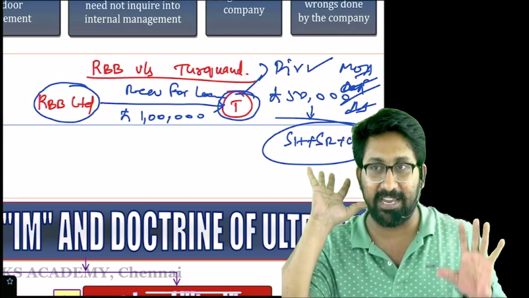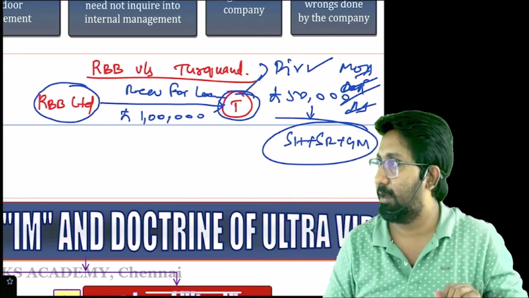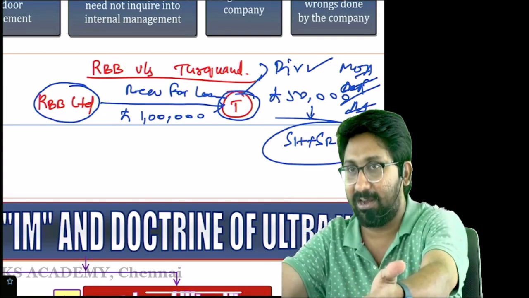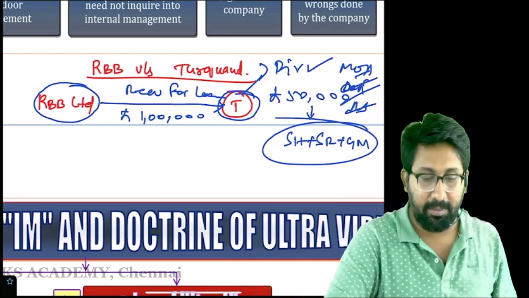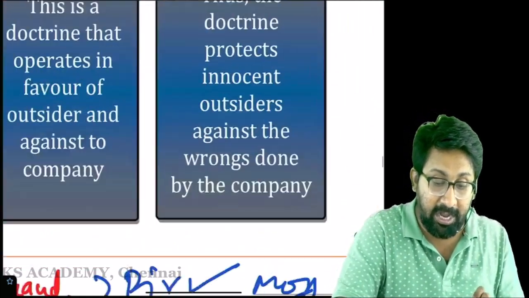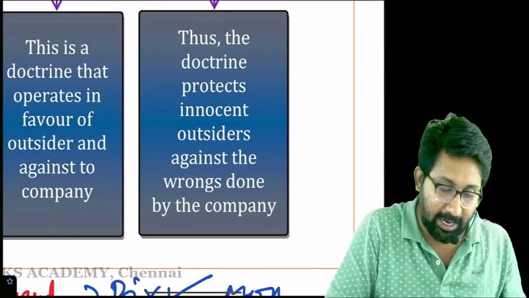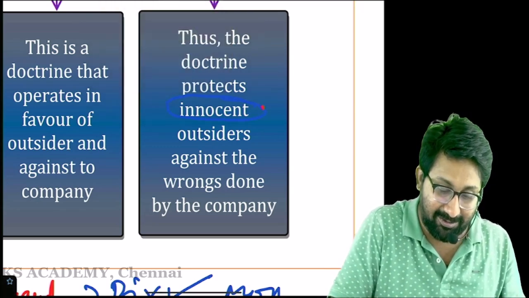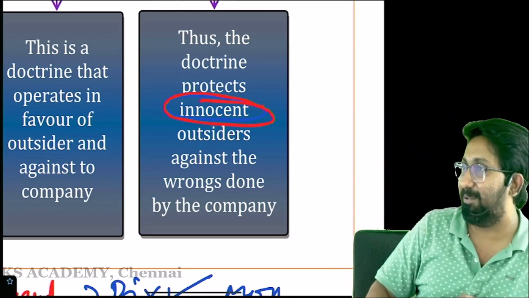As a director, you will conduct meetings. So you don't know whether the meeting was conducted or not? To whom are you telling this? Therefore, tell me, indoor management will protect whom? Innocent outsiders. Not just outsiders. It protects innocent outsiders. You are a crooked outsider.